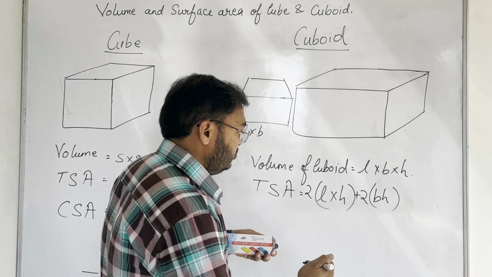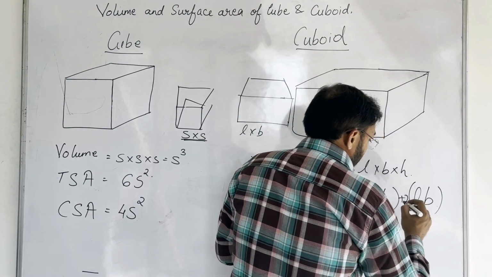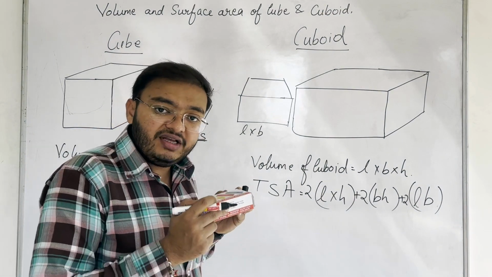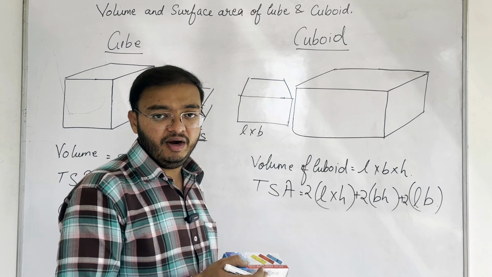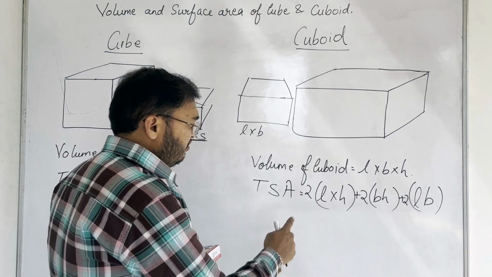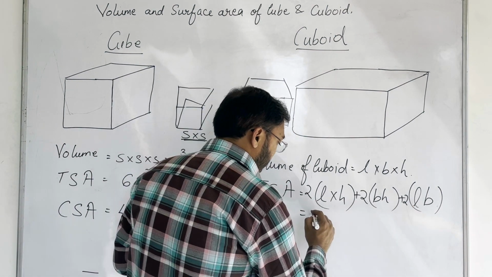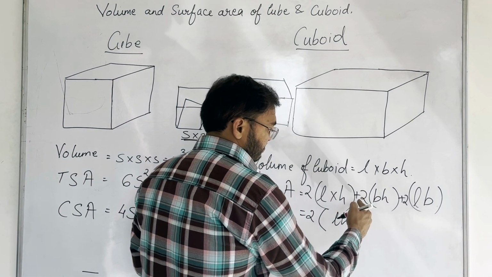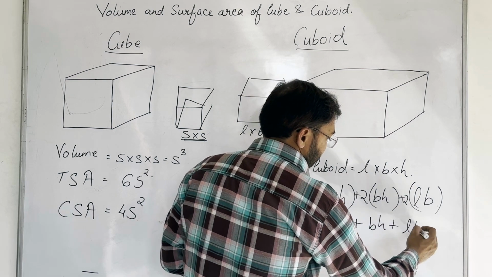Yes or no? So your length and breadth I am having, but that is also 2 times. So here you can see that I have covered all the 6 surfaces because opposite surfaces are same in cuboid. So that's why we have taken everywhere 2 times. Then you can see that 2 is common in all the 3 terms. So let us take 2 common. What is left inside? L into H is LH, in between plus sign, then BH, plus sign in between LB.